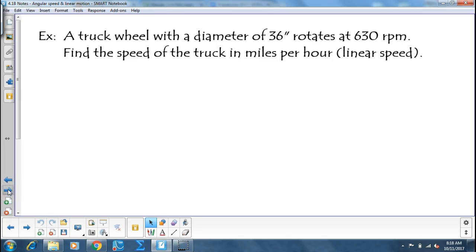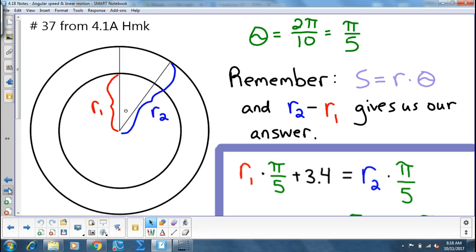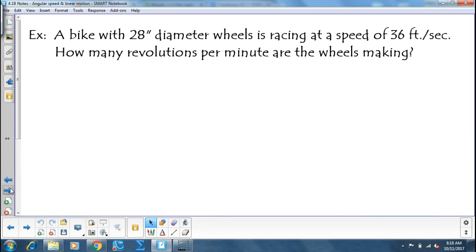This is where we were, the last one that we did yesterday. So let's start here. A bike with 28-inch diameter wheels is racing at a speed of 36 feet per second. How many revolutions per minute are the wheels making?